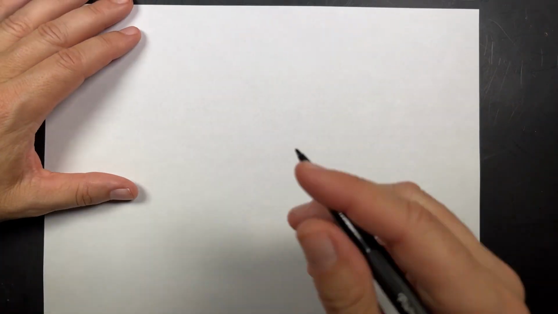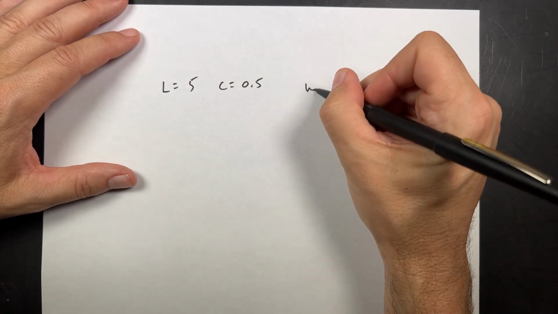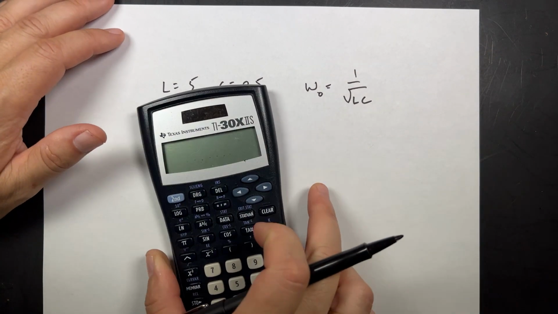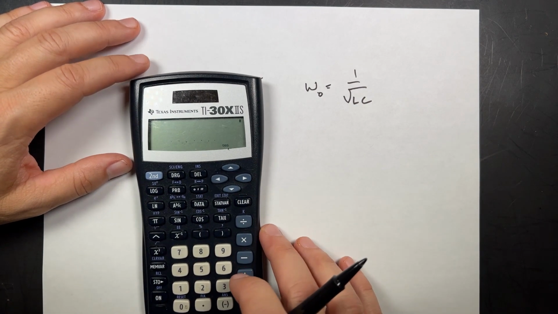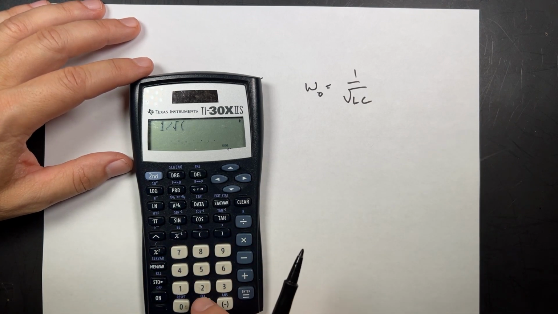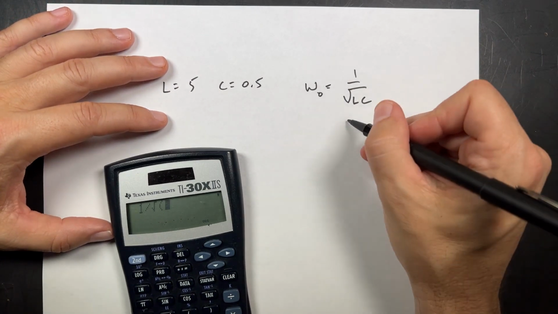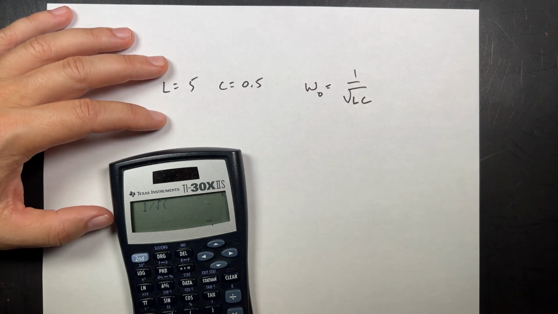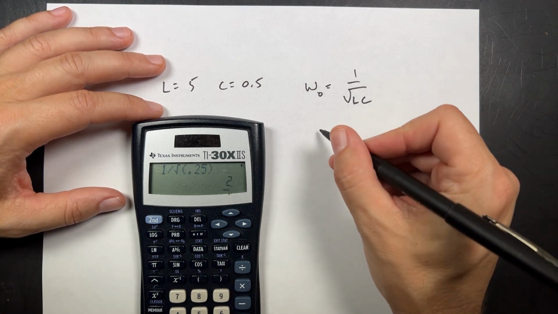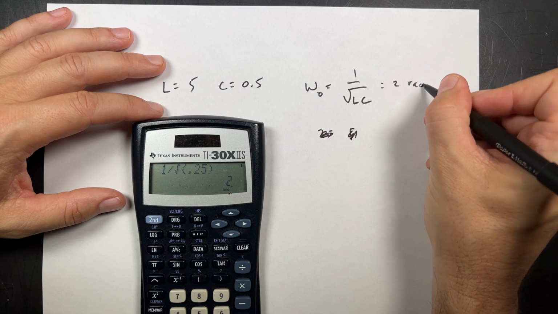So let's just calculate that. If I say L equals 5, C equals 0.5, omega 0, let's call it, is 1 over the square root of LC. So what would that be? Let's get that value. I'm just going to put it in my calculator: 1 divided by the square root of 0.25. And that's 2. Omega equals 2 radians per second.